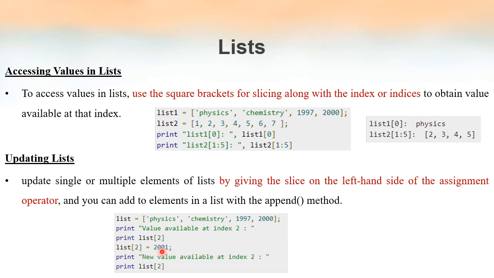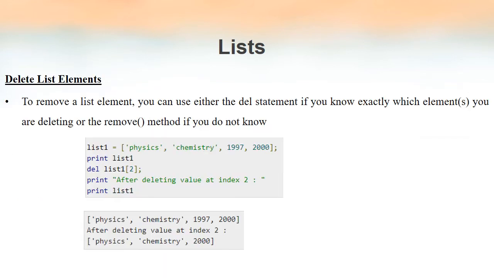So when we write list of 2 equal to 2001, that means at present at index number 2, the element is, 0, 1, 2, the element is 1997. When we write like this, 1997 is replaced by 2001. And after this, when we print the list, so this was one way of how to update the elements inside a list.